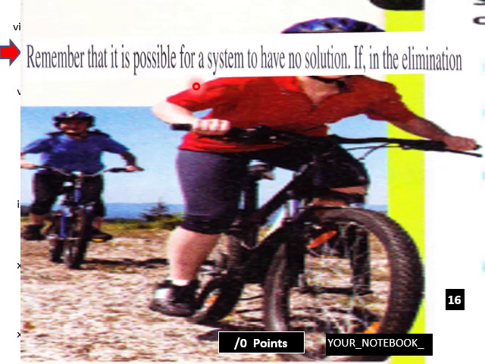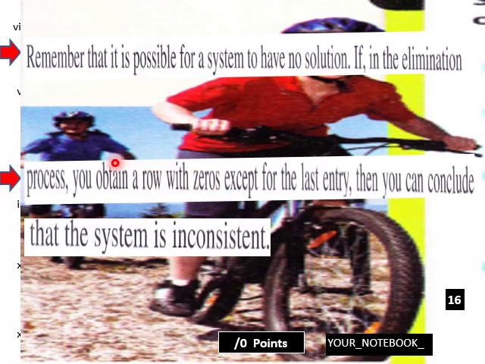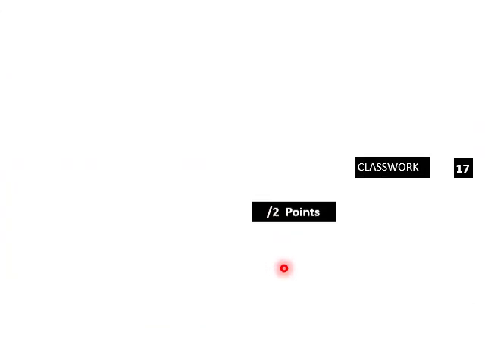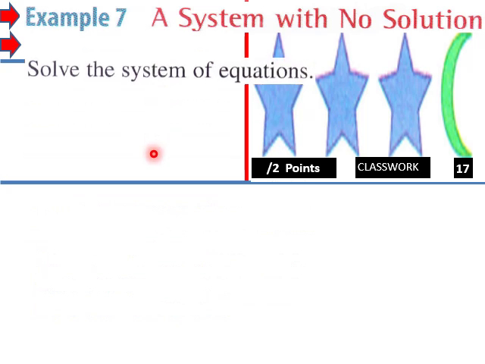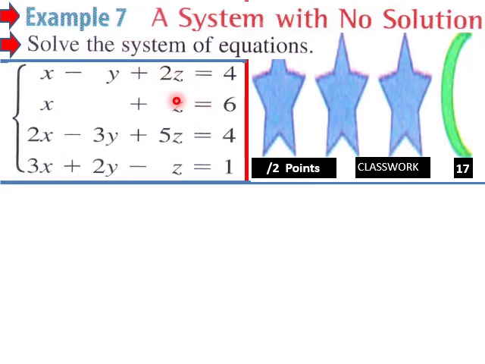Remember that it is possible for a system to have no solution. If in the elimination process you obtain a row with zeros except for the last entry, then you can conclude that the system is inconsistent. So let's do one now that exactly fits that. A system with no solution: solve the system of equations.